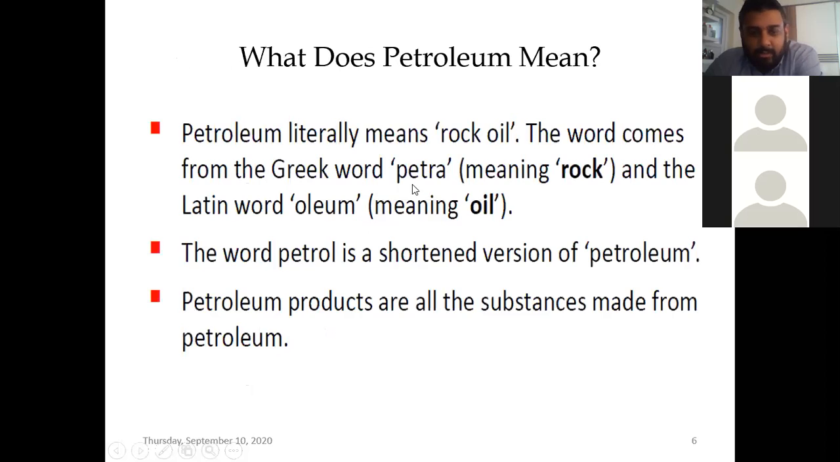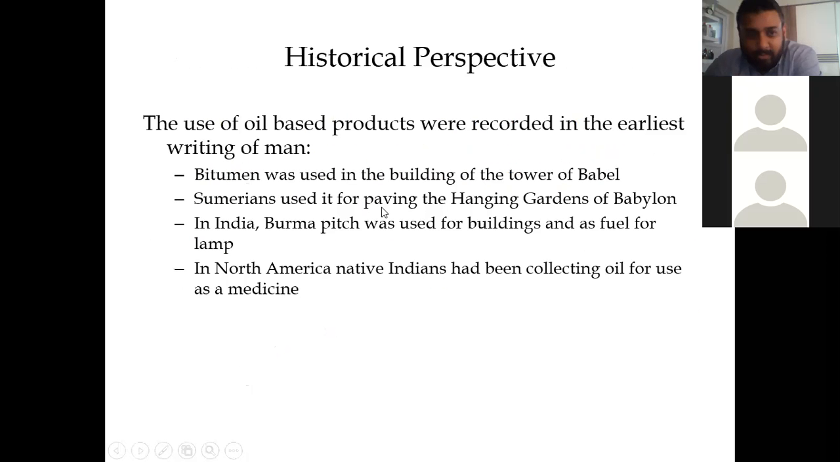Okay. Now, the second thing that comes: what is petroleum? Petroleum itself means a rock oil. It is taken from the word petra, which means a rock, and it's a Latin word. Oleum means oil. So the word petroleum means a rock oil. This is the normal definition we tell to the students. Even when I was a student, I got to know this definition from the beginning.